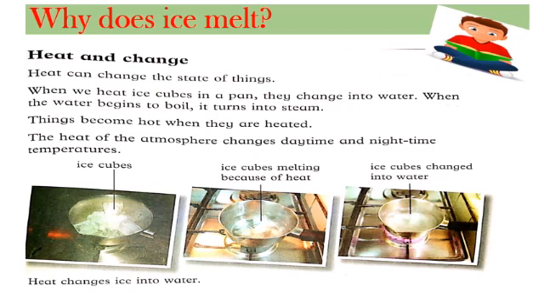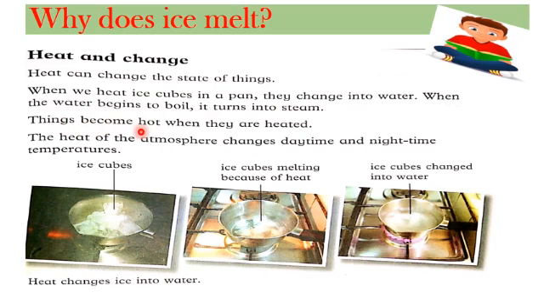Dear students, why does ice melt? In previous page, page number 53, we have discussed heat and change. Heat can change the state of things. That's why ice can melt. When we heat ice cubes in a pan, they change into water. On heating, ice cubes will change into water. When the water begins to boil, it turns into steam.